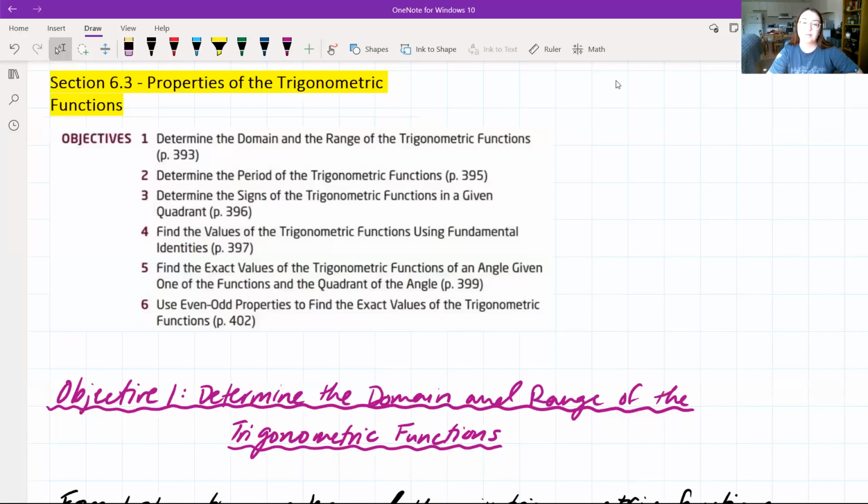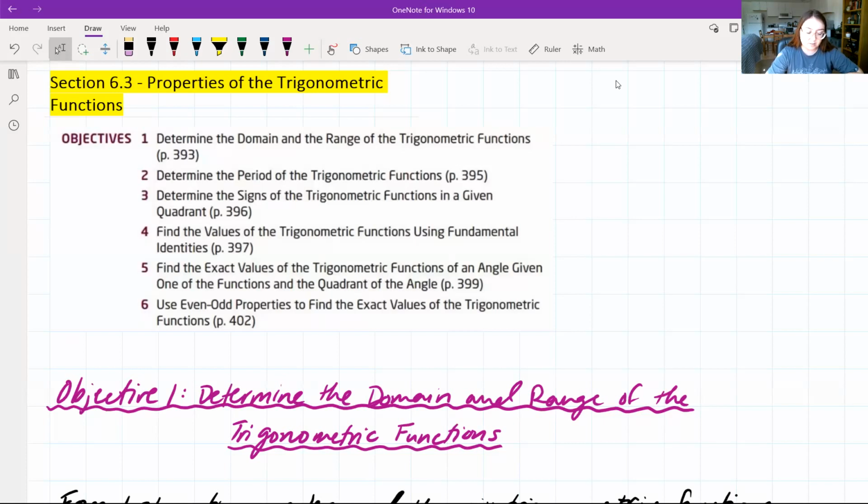All right, hello everyone. For this lecture, we'll be going over section 6.3, which is on the properties of the trigonometric functions. So we have 6 objectives. First, you want to determine the domain and the range of the trigonometric functions. 2, determine the period of the trigonometric functions. 3, determine the signs of the trigonometric functions in a given quadrant.